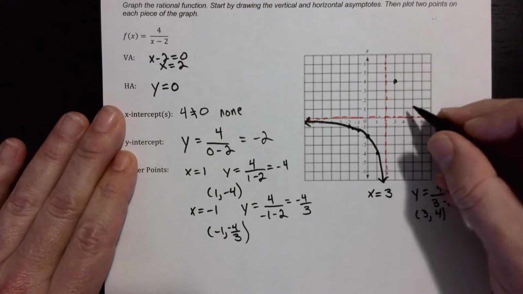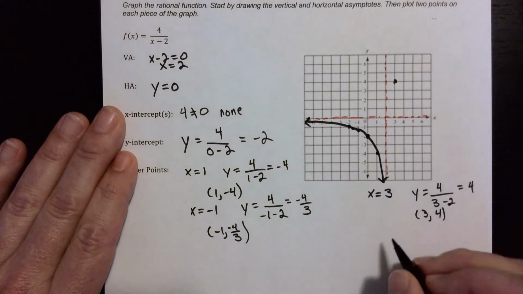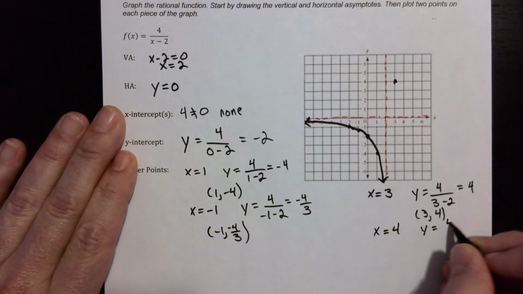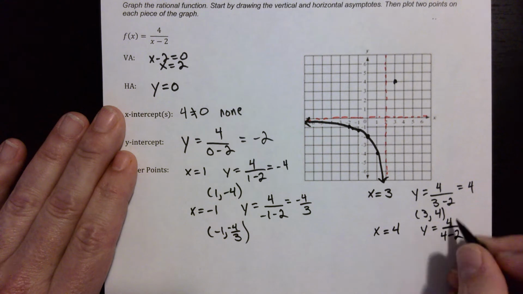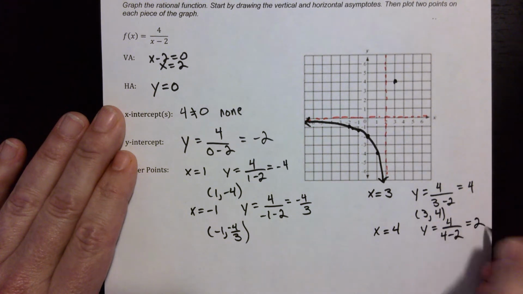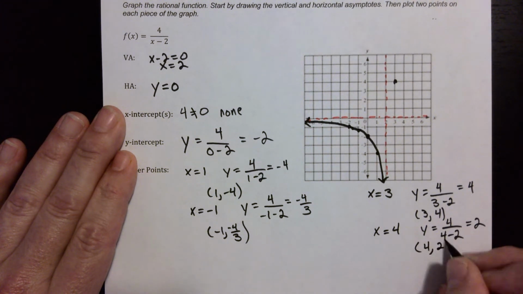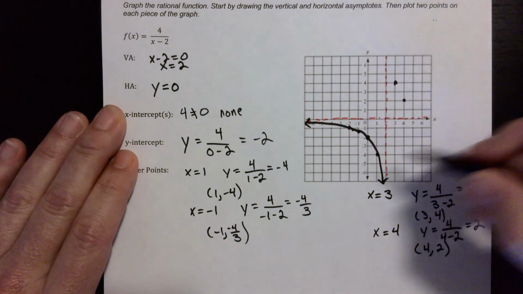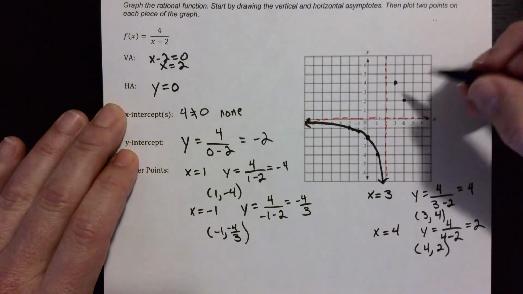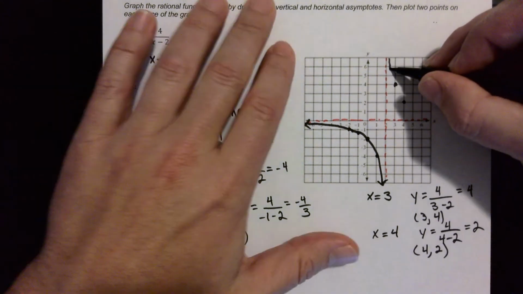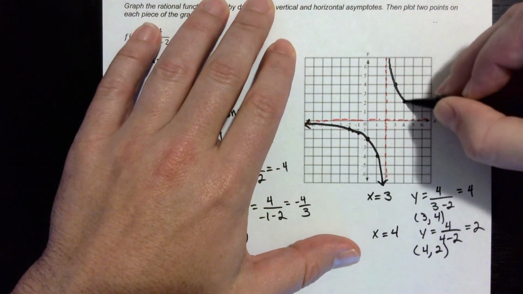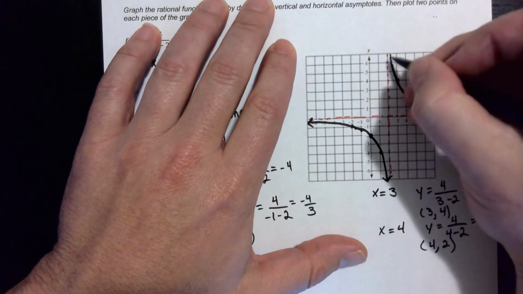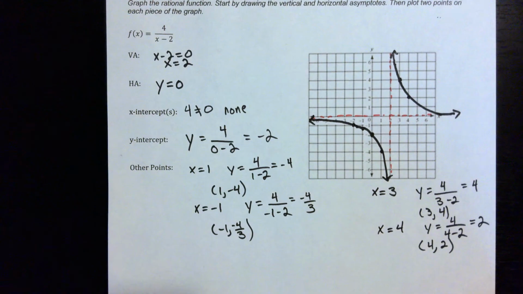Okay, let's do 4. So x equals 4. We get y is equal to 4 over 4 minus 2, and that's going to be 4 over 2, which is 2. So that's the point 4 comma 2. And we can assume that the graph is going to look kind of like the other side. So we can go ahead and sketch this graph right here, and it's going to look something like this as it goes, and it will brush up against that line there.